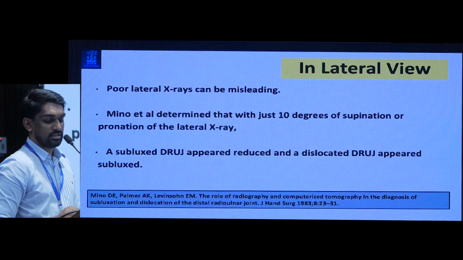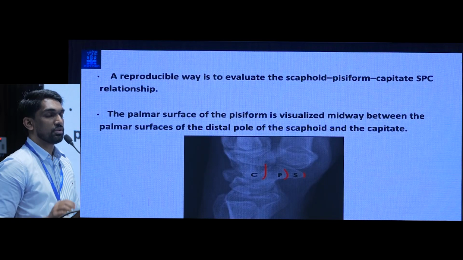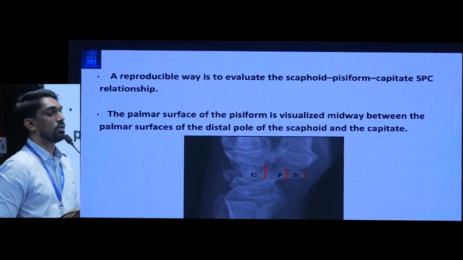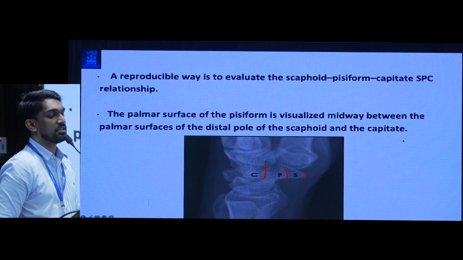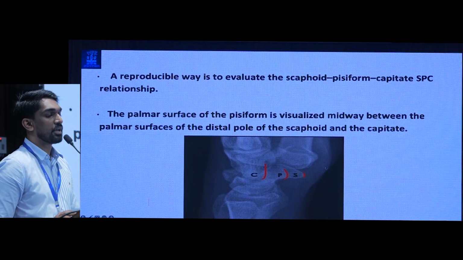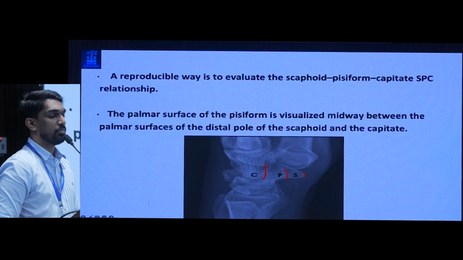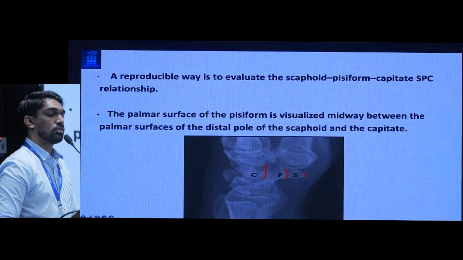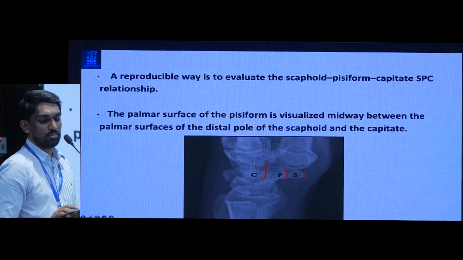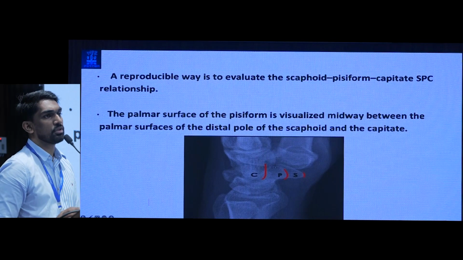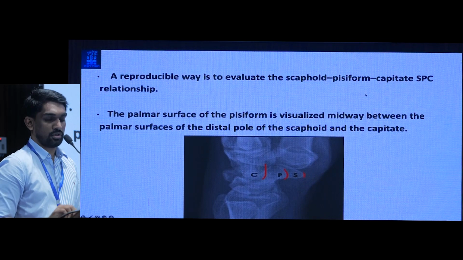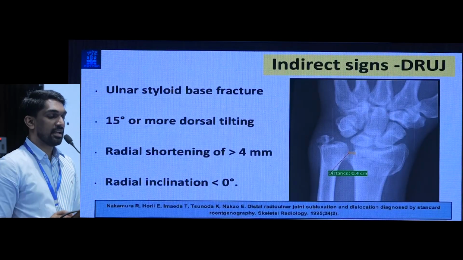So how do you know whether your X-ray is a true lateral or not? The next time you are seeing an X-ray, the first thing you have to see is whether it is a true lateral or not. You have to follow the SPC relationship, that is the scaphoid-pisiform-capitate relationship. That is, the palmar surface of the pisiform is visualized midway between the palmar surface of the scaphoid and capitate. This is the first thing you have to see before looking at the fracture, the injury, or the carpal instability. You should know whether it is a true lateral view or not. So there are some indirect signs also.